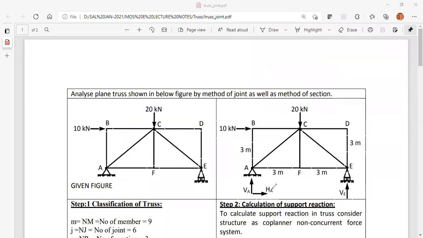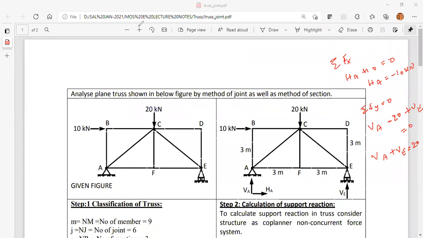Okay. So now, first of all, calculate the support reactions. On the same geometry, draw and apply the reactions HA and VA. Okay, so sigma Fx equals zero: plus HA plus 10 should be equal to 0, so we will get HA equals minus 10. Sigma Fy equals 0: plus VA minus 20 plus V equals 0, so we will get VA plus V equals 20. Is it clear or not? Please confirm me.